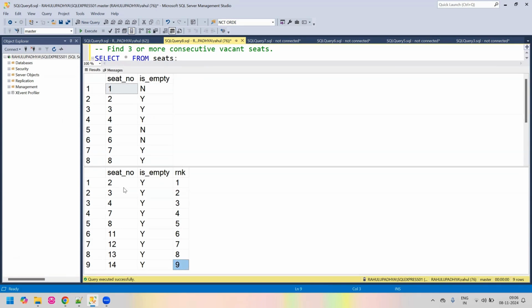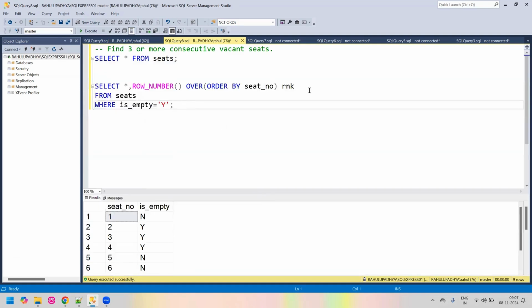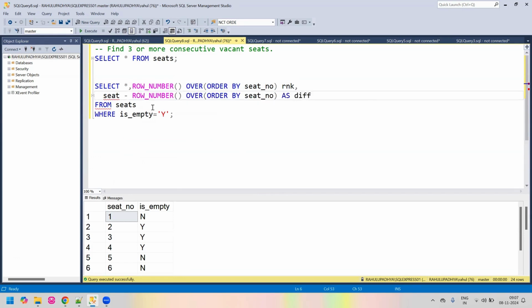Now what we need to do is find the difference between these two columns. And if both the columns are in increasing order and it is consecutive, then we will get the same difference. So that is what we will do here. We will find the difference between the seat number and this newly derived column of rank. So let's take the difference between the two and call the column diff. Let's run and see the output.